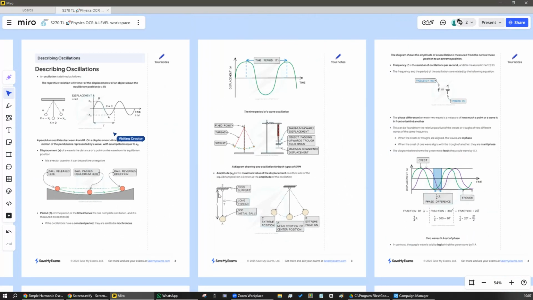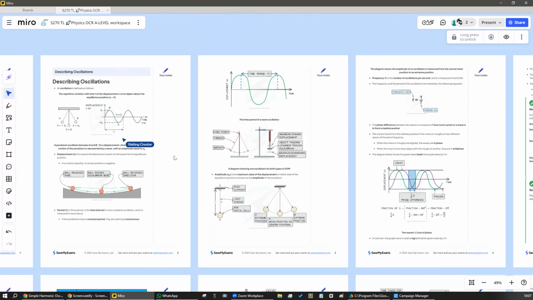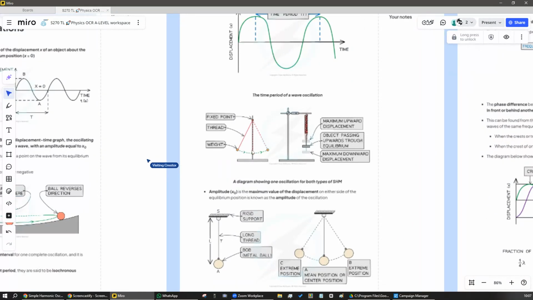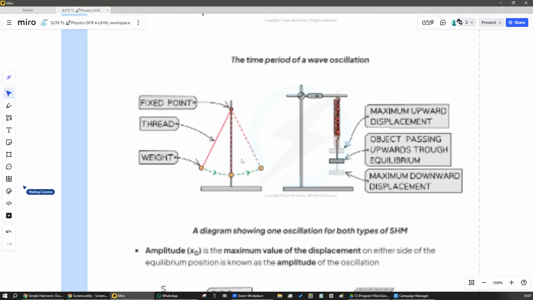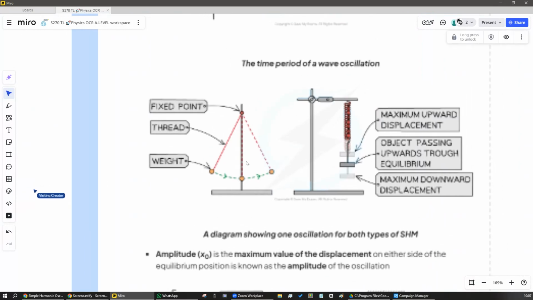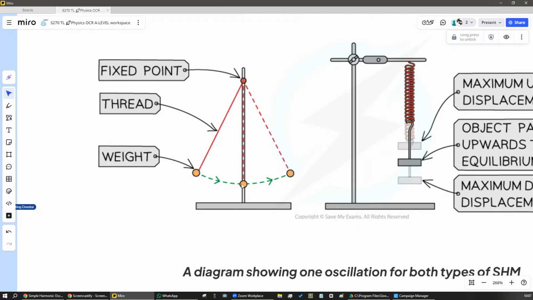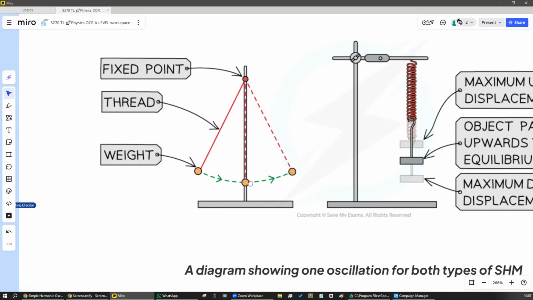So let's try to identify what it is about any simple harmonic motion system that they all have in common. And this is what I'm about to explain here, is probably the most important thing you need to understand about simple harmonic motion. So let's take this pendulum here, and I'm going to apply it to the spring as well in a moment.